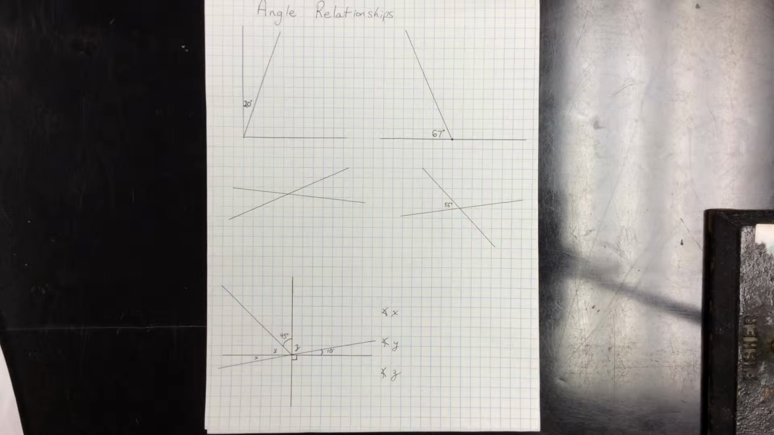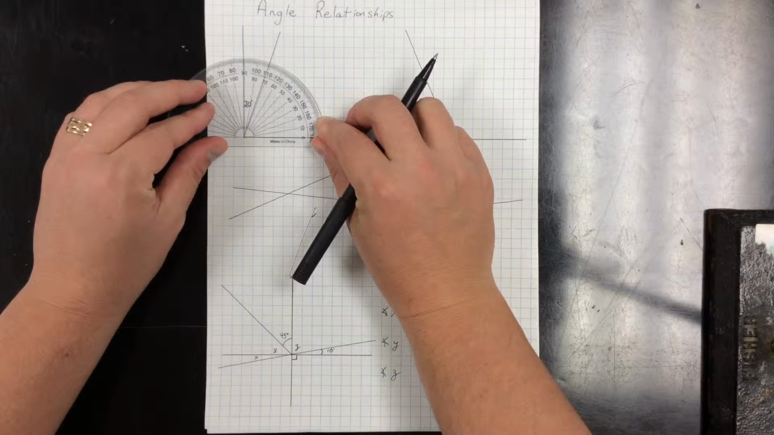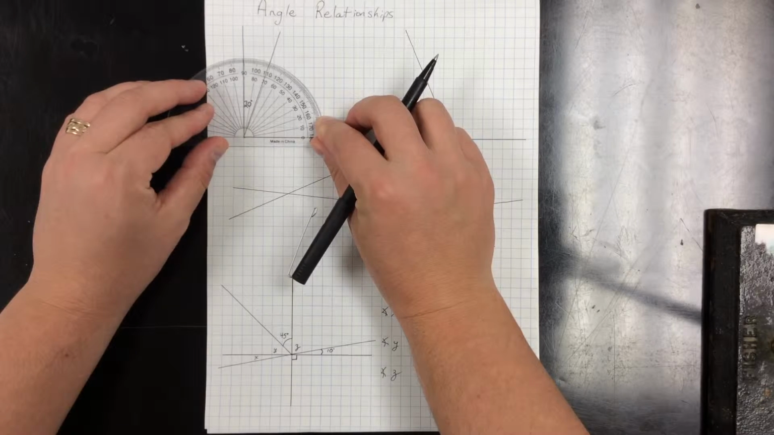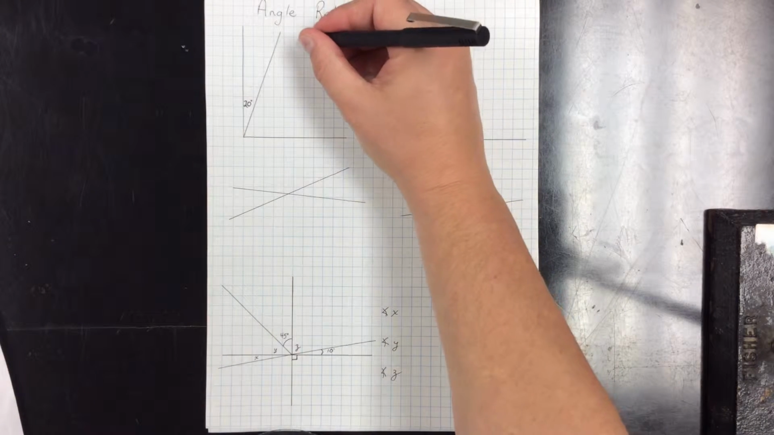Today we're going to look at some basic angle relationships. First angle relationship we're going to look at is a 90-degree corner. When two or more angles add up to 90 degrees, we call them complementary angles.